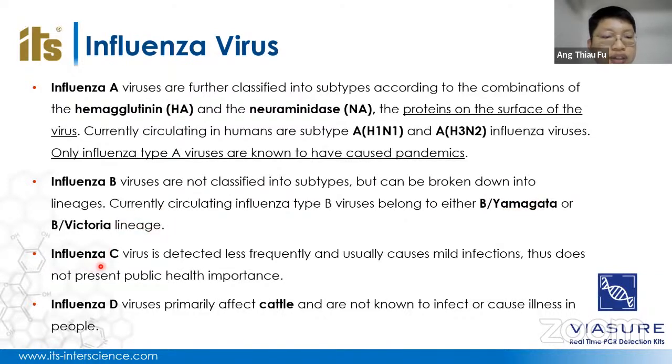So the third one is influenza C. Okay, it's infrequent, so you don't really see influenza C in public health. And influenza D currently only affects cattle. That means it's not known to infect any human being. So the common ones will be influenza A and B.